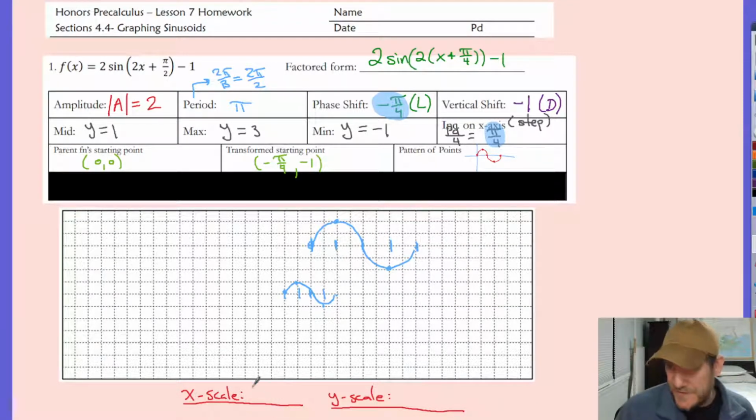You want to pick a scale that works. So I think I am going to do that. I'm going to go by pi over 8s instead of pi over 4s, which means I'm going to be moving 2 boxes at a time.